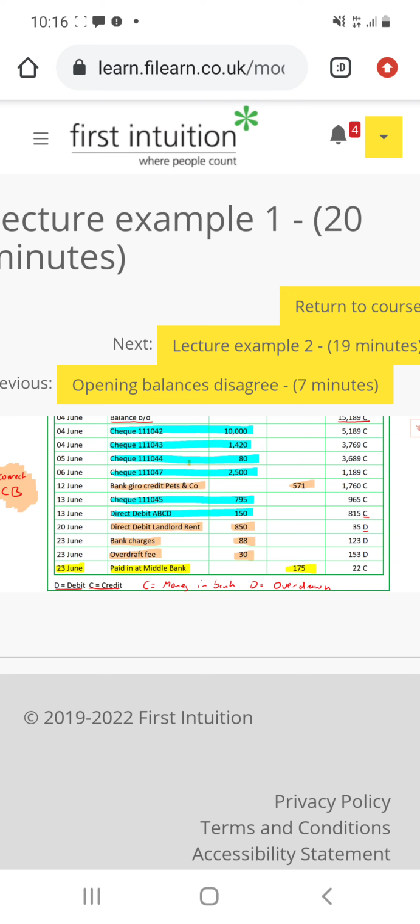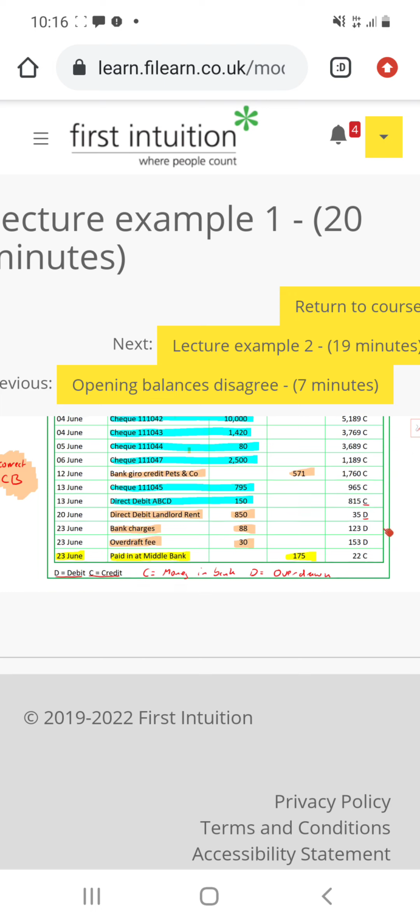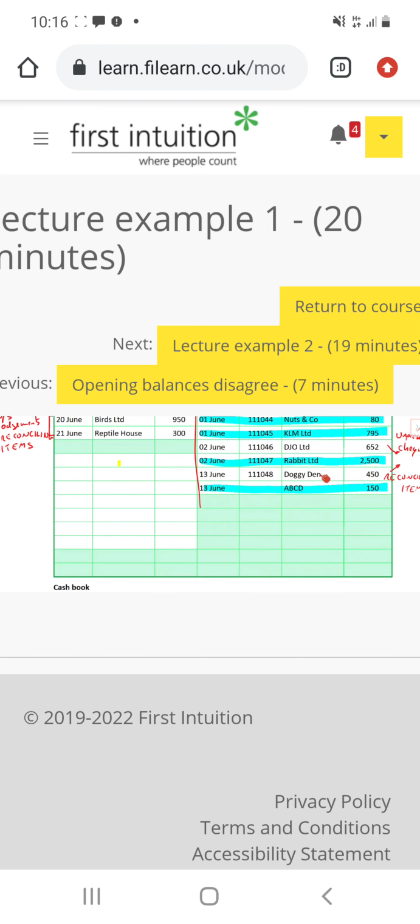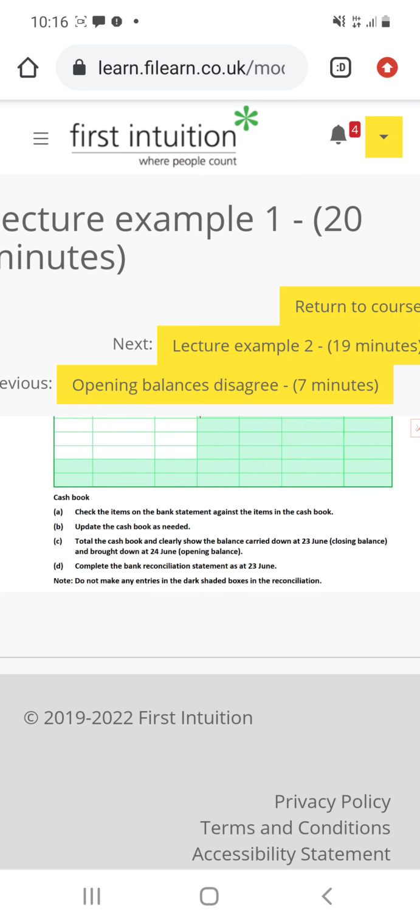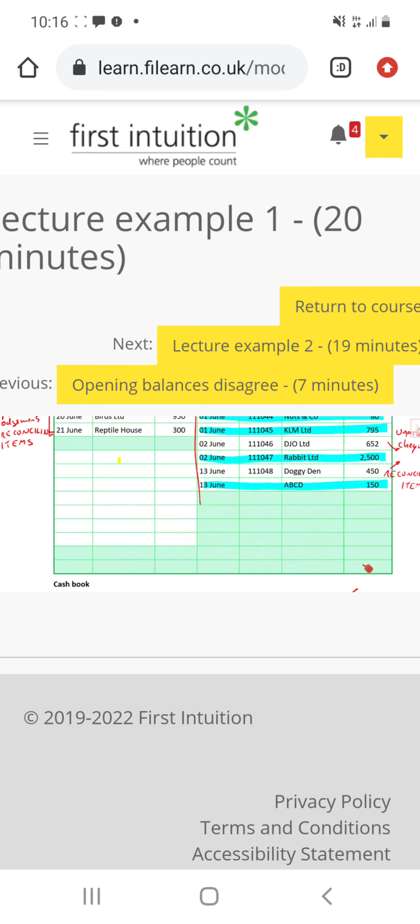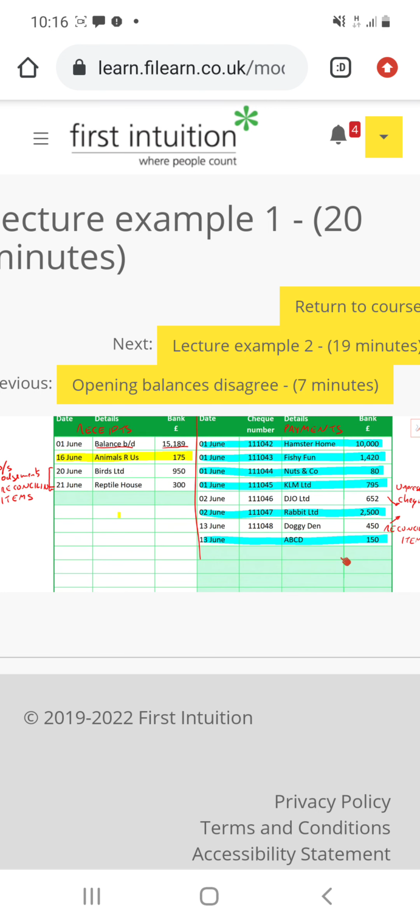Bear in mind, we have done part A, in that we've checked the items on the bank statement against the cash book. What I'm now doing is I'm in a position to do part B and update the cash book as needed. So this is where we start to update our cash book.